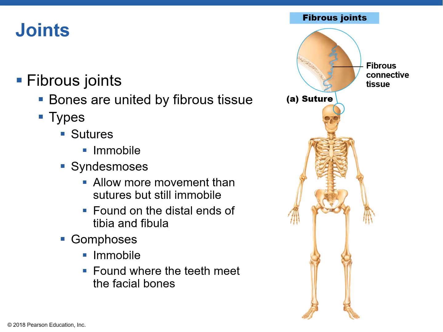In fibrous joints, the bones are united by fibrous tissue. The best example of this type of joint is the sutures in the skull. In sutures, the irregular edges of the bones interlock and are bound tightly together by connective tissue fibers, allowing no movement.